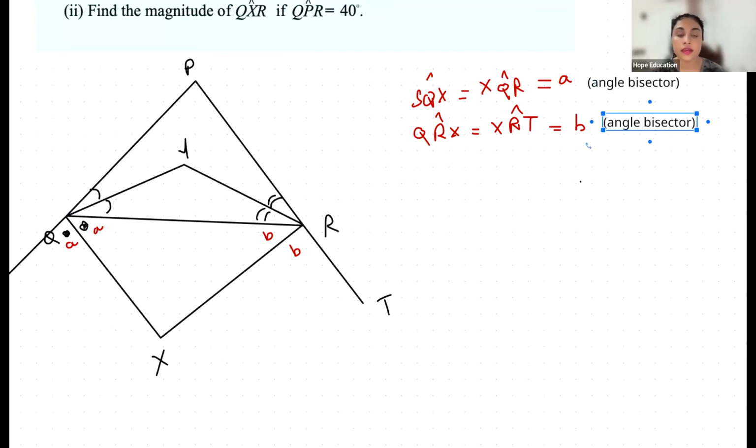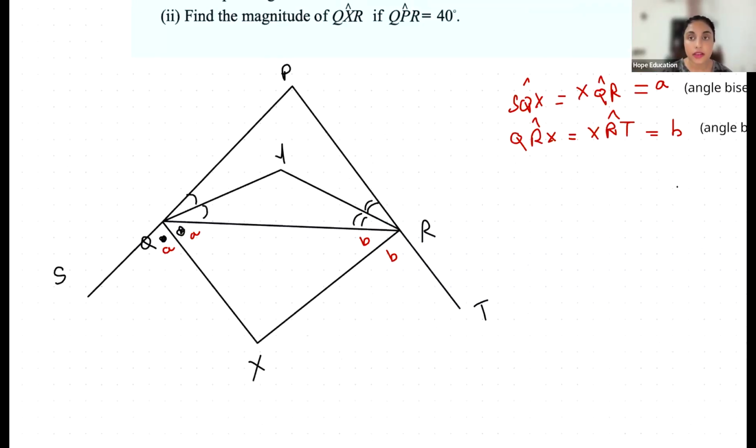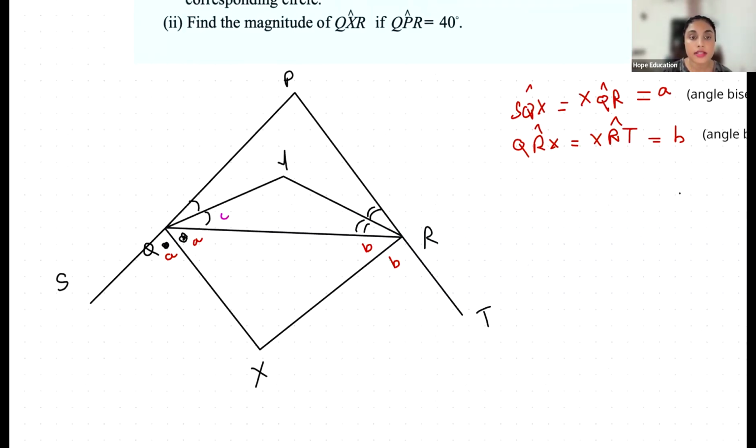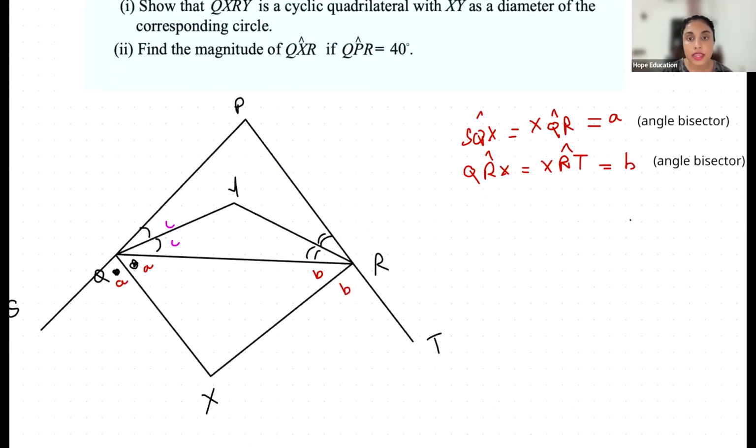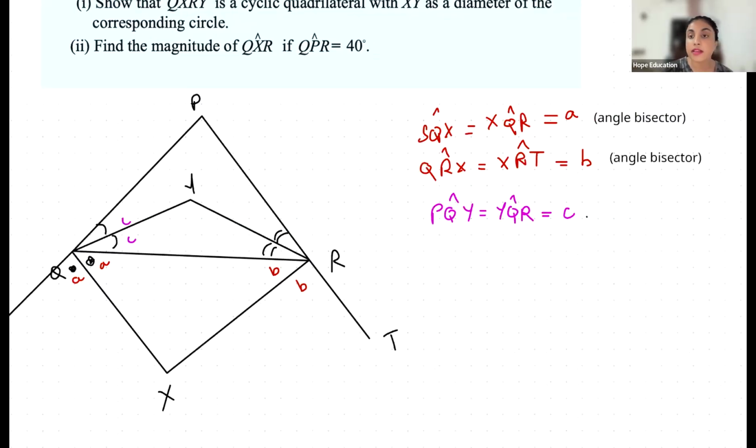And then here, if you look at these two, we have C. So bisectors of PQR and PRQ also meet at Y, right? So this is C, C. PQY equals YQR. That is equal to C. Same thing, angle bisector. Angles to define, I think that will be easier.